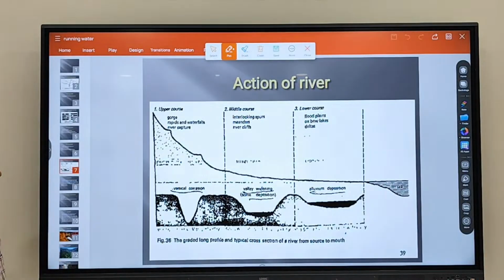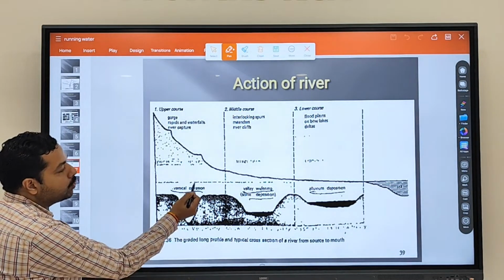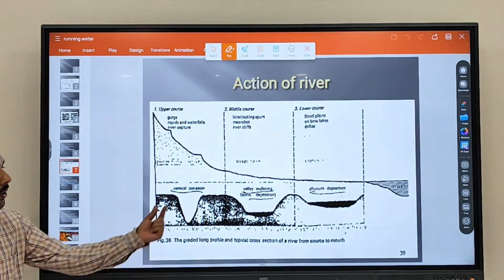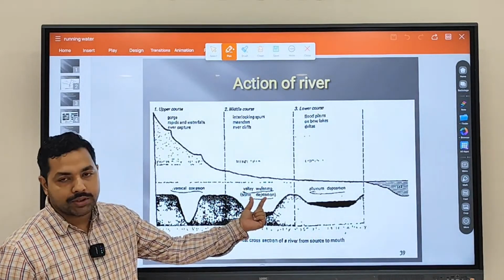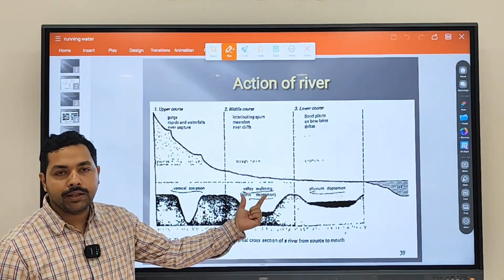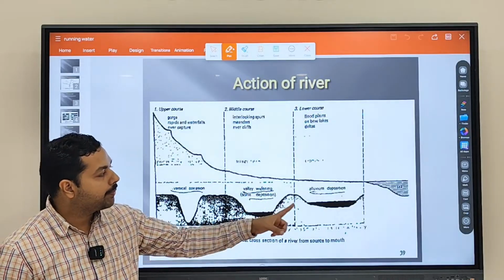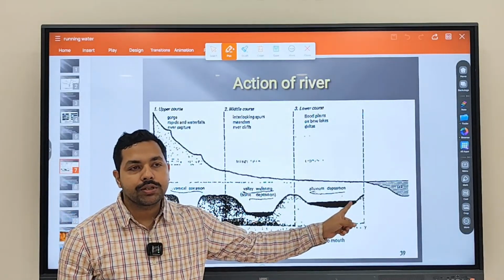Now you can see in the upper course what we have written. We have written vertical corrosion. The term that is used is vertical corrosion. Here you can see valley widening, some deposition. So here erosion is also happening, but some deposition is also happening. But here what is happening? Deposition is going to happen.